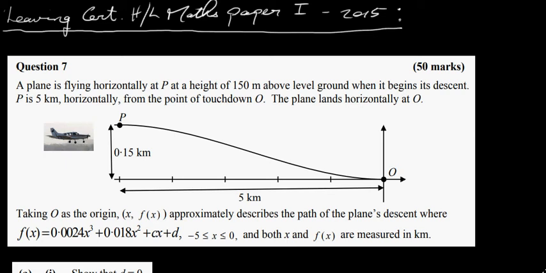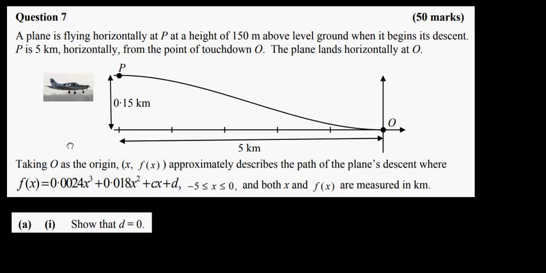Right, so let's have a look at the Leaving Certificate Higher Level Maths Paper 1 for 2015. We're going to look at question 7 here, and this is quite a long question. It's 50 marks. It's about a plane that is flying horizontally at point P, at a height of 150 meters. They've changed it to kilometers here, 0.15 kilometers above level ground, when it begins its descent. So it descends down to O here, and it touches down here.